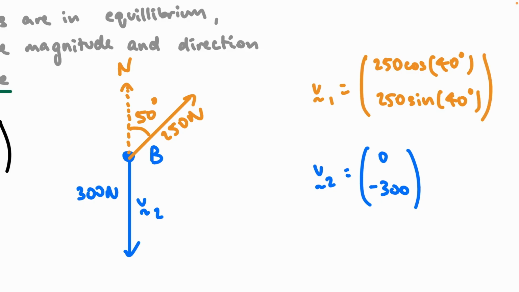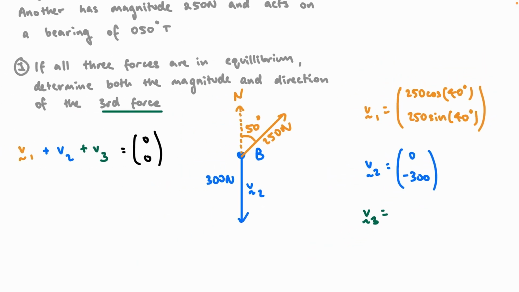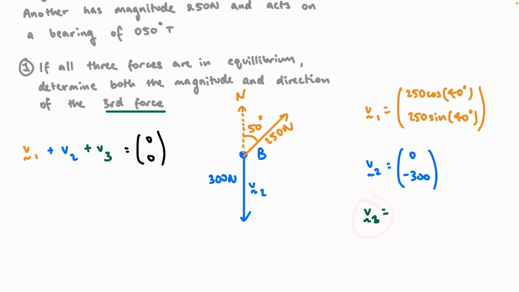So that's what vector 1 is. That's what vector 2 is. Now we need what vector 3 is. How do we work out what vector 3 is? Well, we don't. That's the whole purpose of this question. We don't actually need to know what vector 3 is straight away. We know that the sum of these three vectors is going to equal 0, 0. So can't we just rearrange this equation to solve for v3?